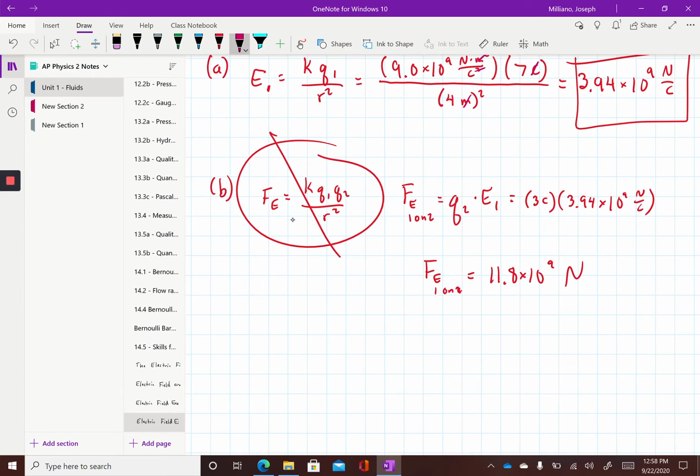And the coulombs canceled with the per coulomb there. Probably an impossibly large force, but you get the idea. And you can check my math to see if I missed something there. All right, so that's the idea.